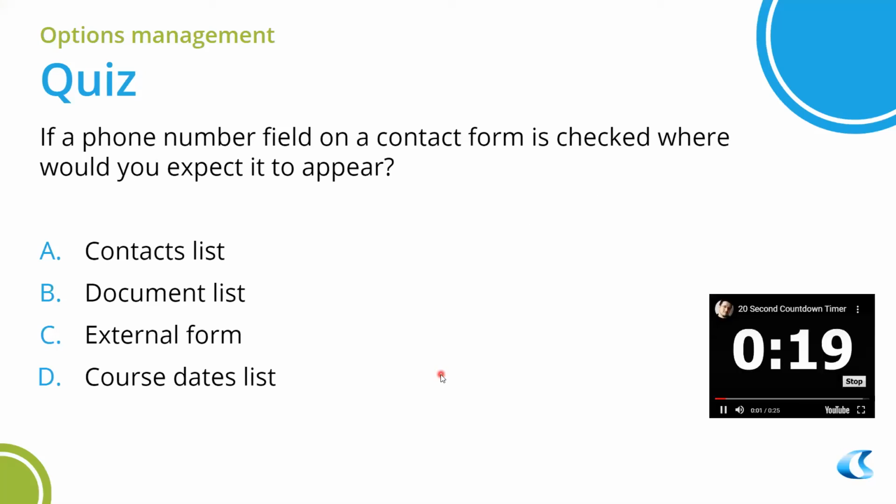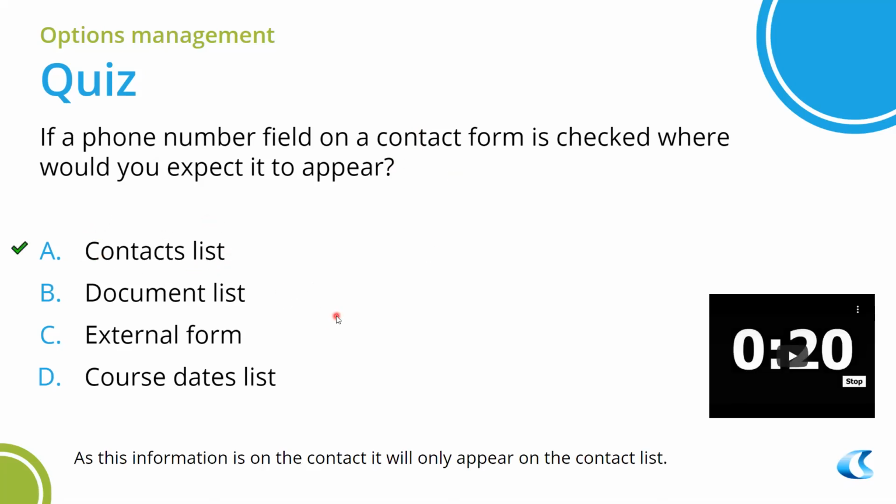So if a phone number field on a contact form is checked, where would we expect it to appear? Now that means if the summary on the contact form is ticked. Document list? On the contact form, it's going to appear on the contact list. Yeah, exactly, on the contact list.